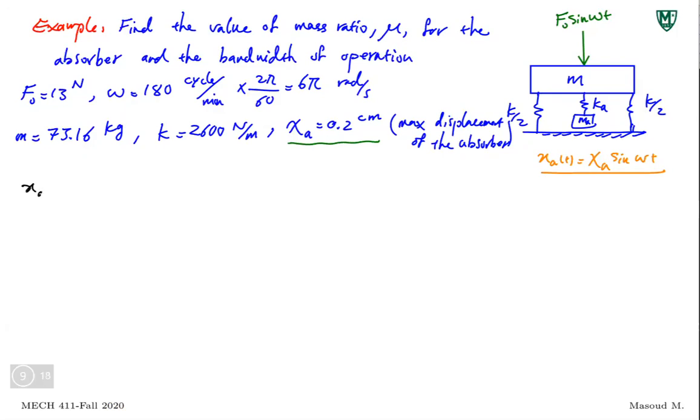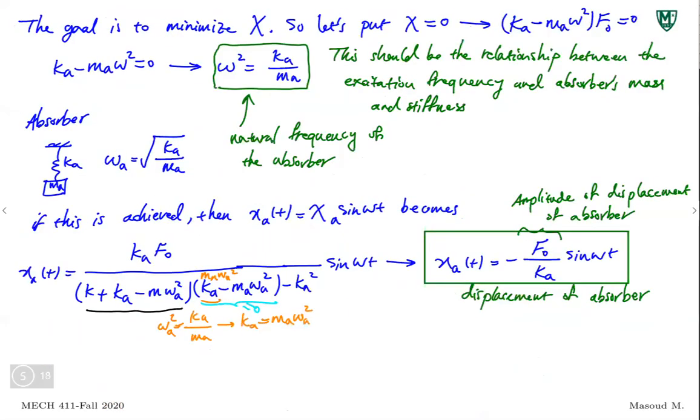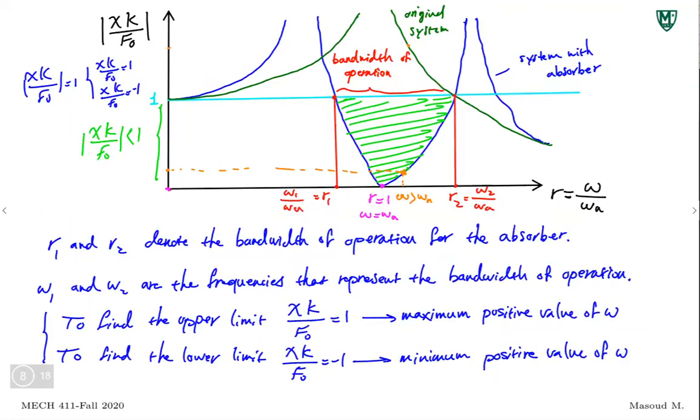Now we know XA(t), or let's put it this way, that's how we designed the absorber. We said when X is equal to 0, right? That's the goal. We want the primary structure not to move or oscillate. We got XA(t) as minus F naught over KA sine omega t. Remember that? That's what we got when we replaced, if I go back, actually we have it right here. There you go. Amplitude of the displacement of the absorber, minus F naught over KA sine omega t. That's the displacement of the absorber at the design frequency.